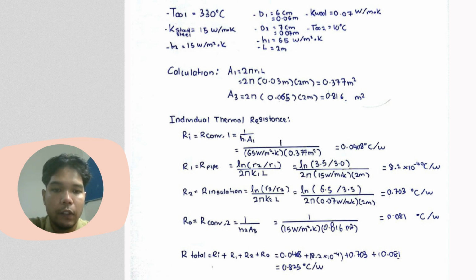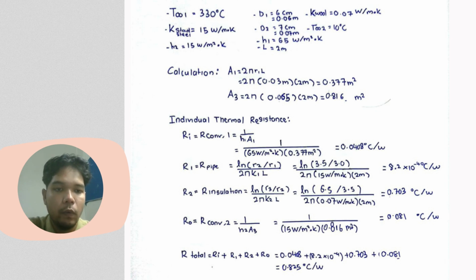Our group is going to calculate the heat loss through an insulated steam pipe. The first thing that we are going to do is take out the important information such as temperature, diameter, length, thermal conductivities, and h. Next, we are going to find the area. For area, we will use 2 pi r L to find the answer.